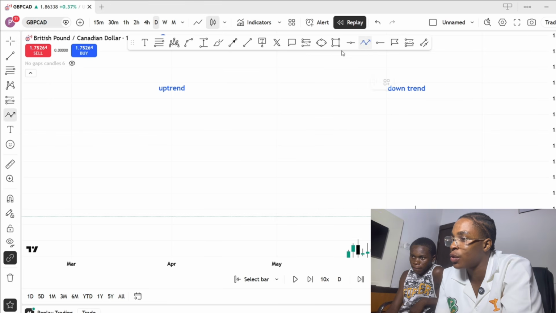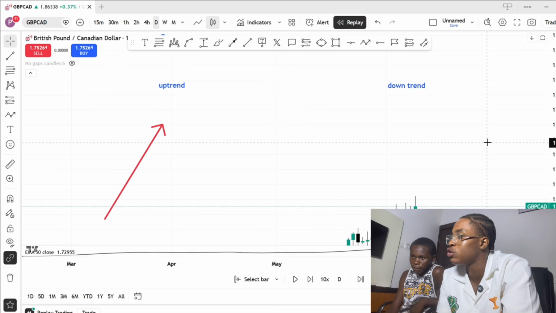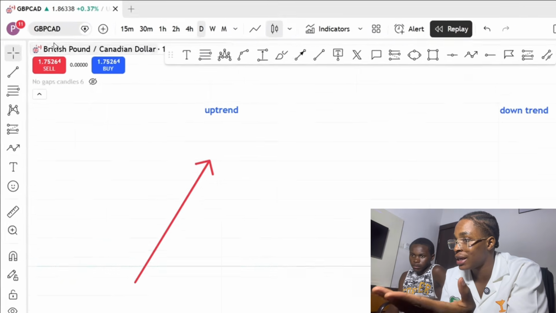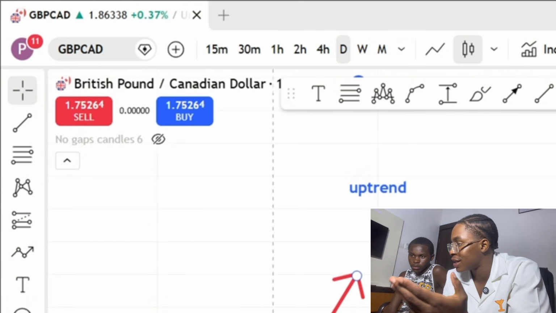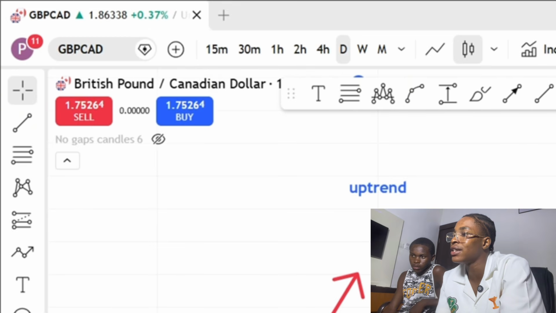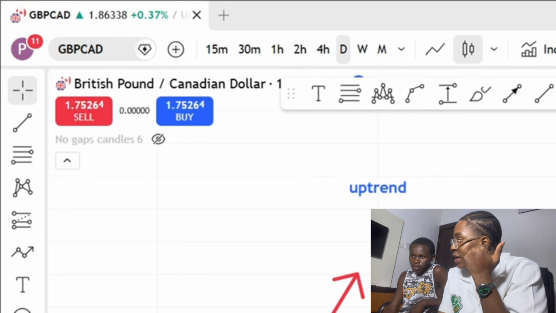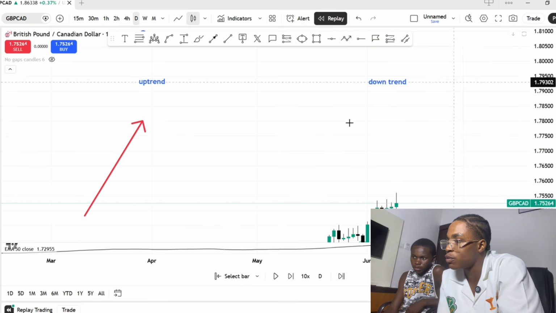Up means going up. The market is going up. When the market is going up, that means you must buy. That means the base, which is like here JVP, is stronger, so you must be looking for buys. That is an uptrend. In uptrends, you look for buys. Keep that in mind. And in downtrends, we look for sells.